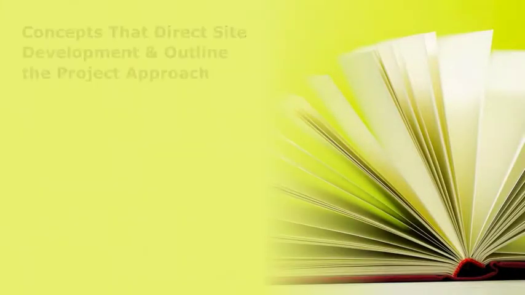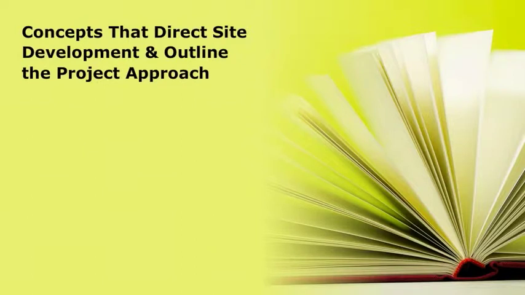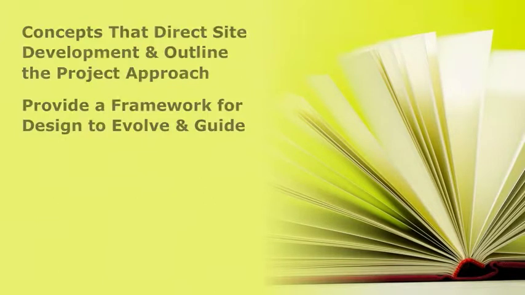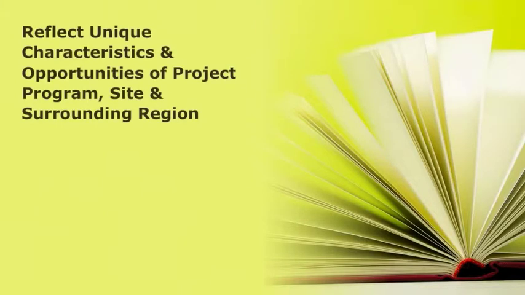Sustainable design guidelines are concepts that direct site development and outline the project approach. They provide a framework for the design to evolve within and are meant to guide rather than prescribe design solutions, leaving room for a wide range of creative options. Design guidelines reflect the unique characteristics and opportunities of the project program, site, and surrounding region.